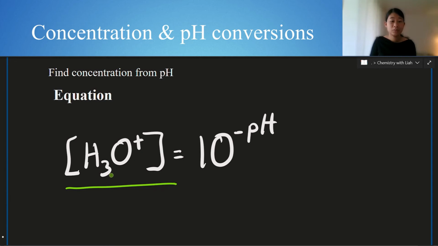Again, because H3O+ and H+ can be used interchangeably, you might see that this equation is actually H+ in brackets is equal to 10 to the negative pH.